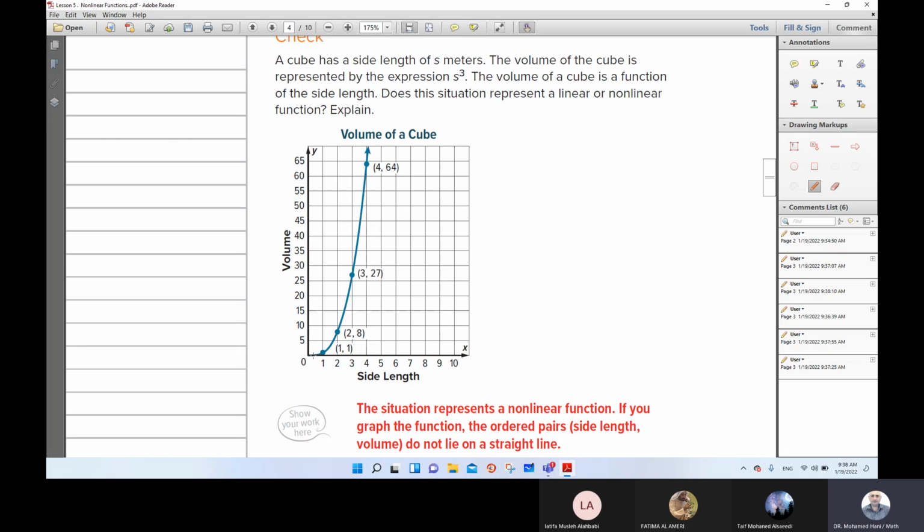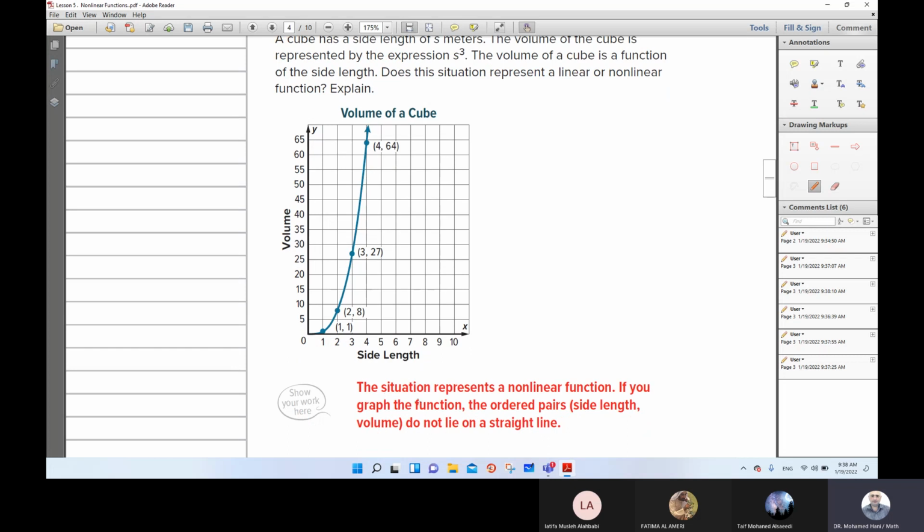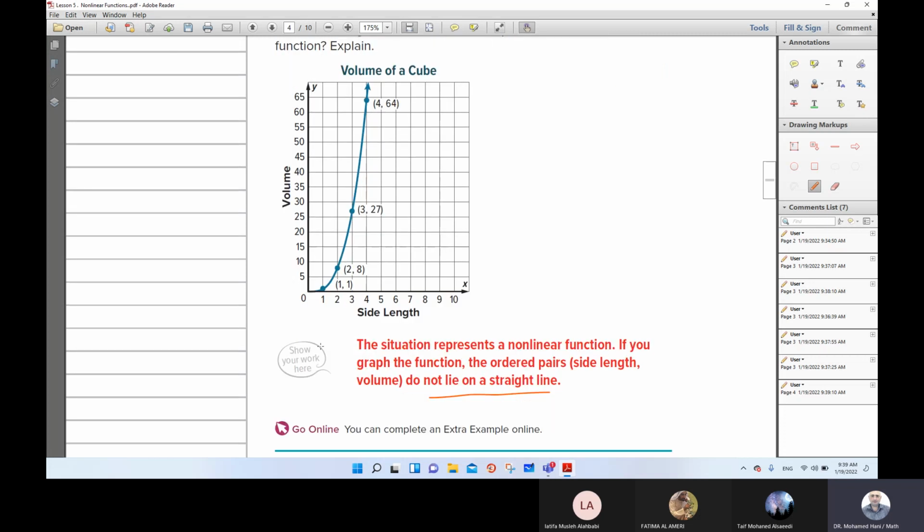From this graph, as you see, we don't have a straight line. We have a curve. So the answer is that the situation represents a non-linear function. If you graph the function, the ordered pairs, side length and volume, don't lie on a straight line. So this is non-linear.